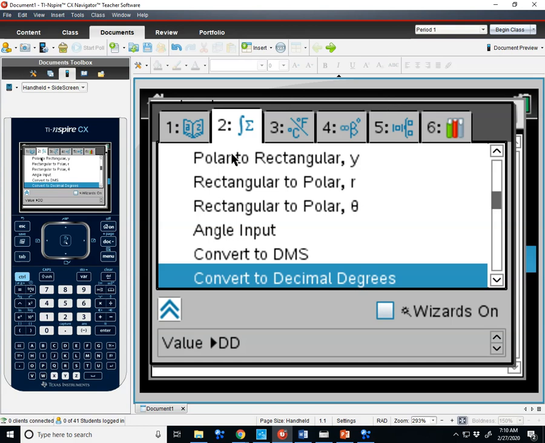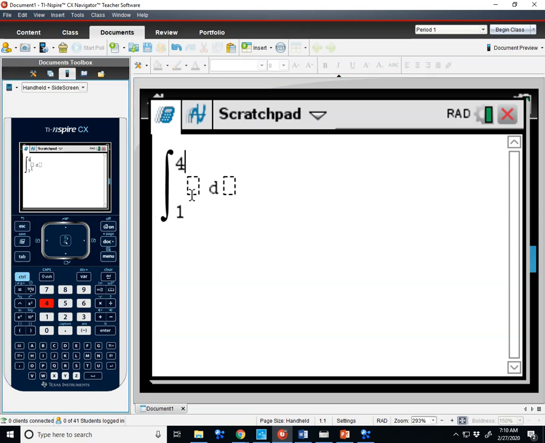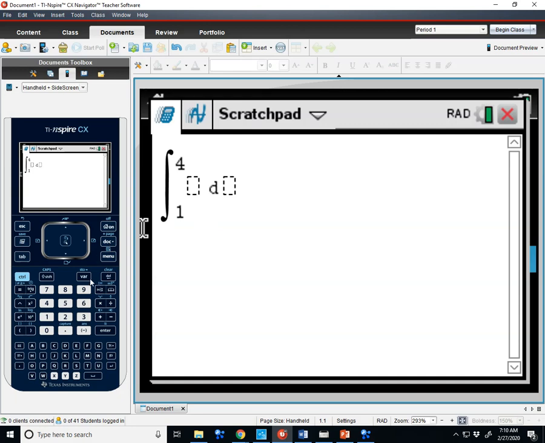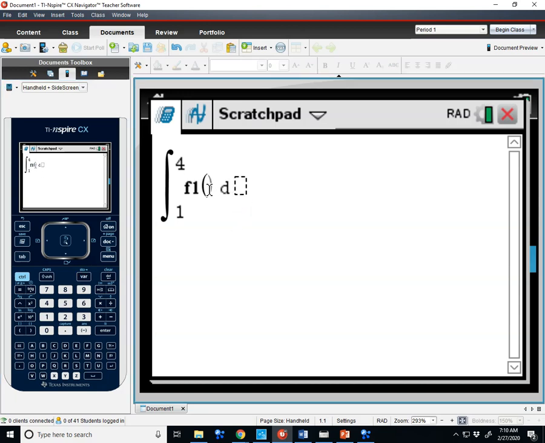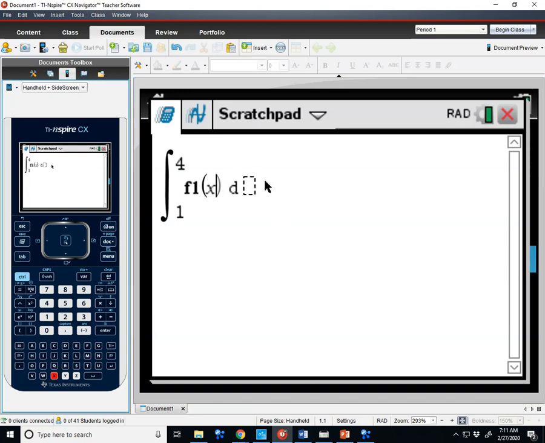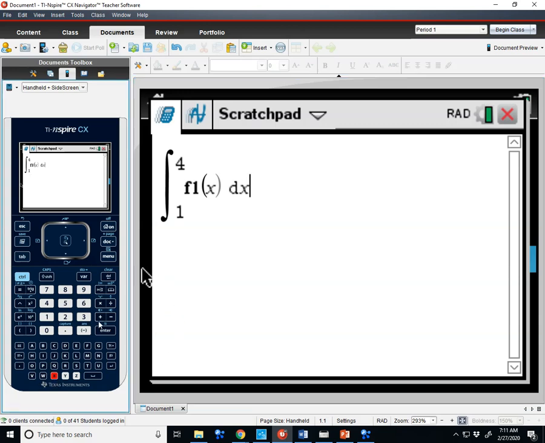So I don't like hunting, I like memorizing the keystrokes, especially as a time saver. Okay? All right, we're going to go up to above the 9 and hit the lower button, F1, and this is where you type X in the parentheses and X after the D. Because you have to tell the calculator what your variable of integration is. Okay? And then hit enter.